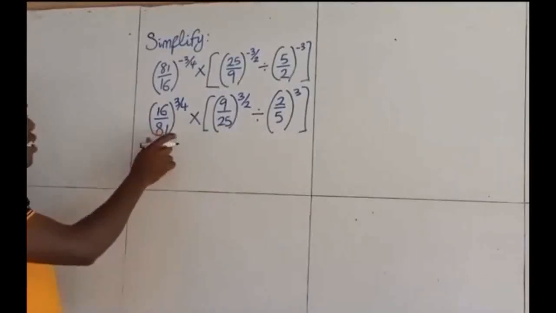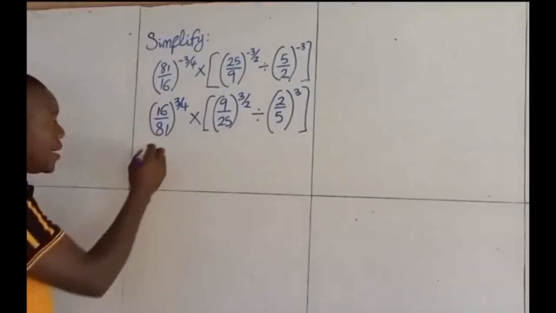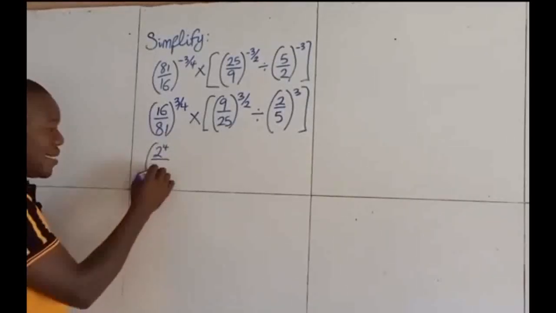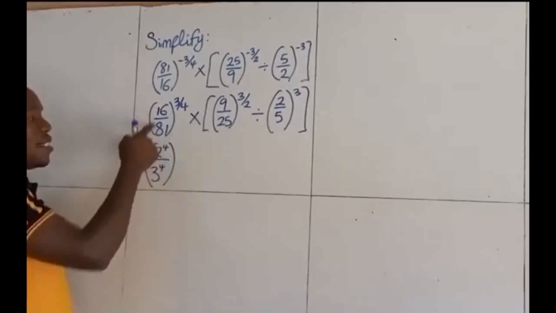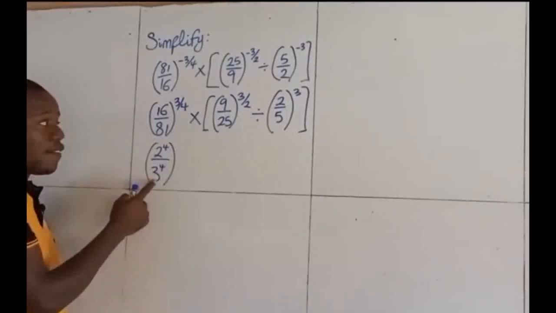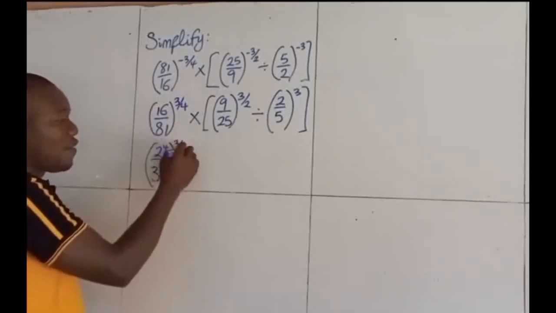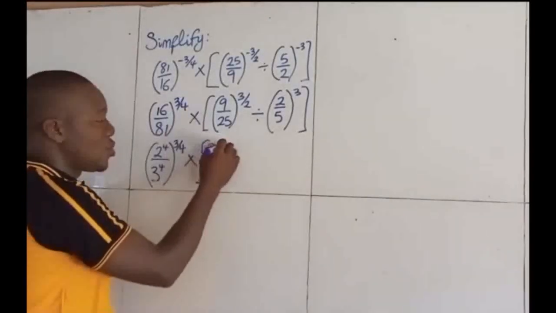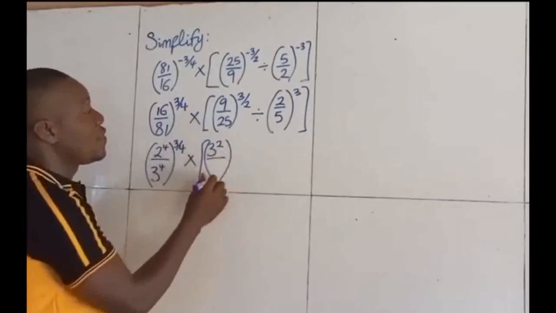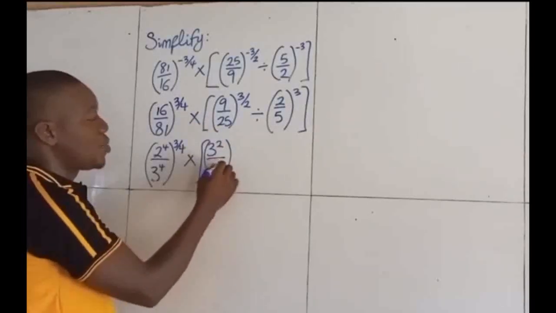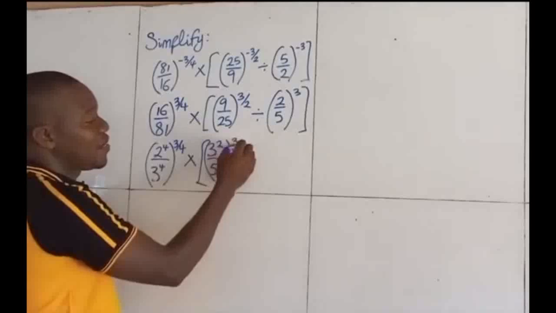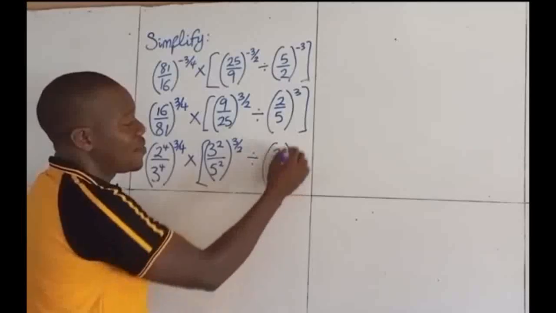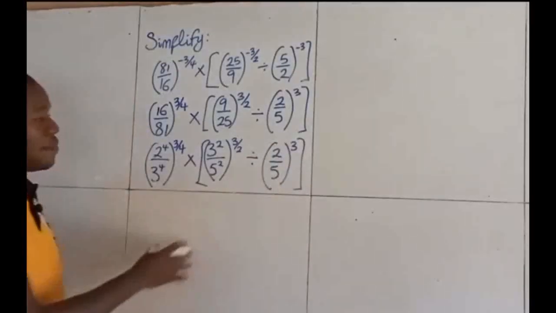So we look at this expression, 16 and 81. 16 is the same as 2 raised to the power 4, all over 81, which is the same as 3 raised to the power 4. So 16 is 2 raised to the power 4. 81 is 3 raised to the power 4. And I still have raised to the power 3 over 4. Times 9, which is the same as 3 raised to the power 2, and 25 is the same as 5 raised to the power 2. And I still have raised to the power 3 over 2, divided by 2 over 5 raised to the power 3. So we have simplified further.